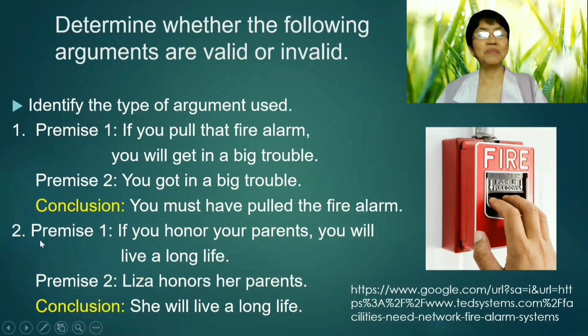Number 2. Premise 1: if you honor your parents, you will live a long life. Premise 2: Lisa honors her parents. Conclusion: she will live a long life. So, if you honor your parents, you will live a long life, and since Lisa honors her parents, then she will live a long life. So this is direct reasoning, and this is valid.